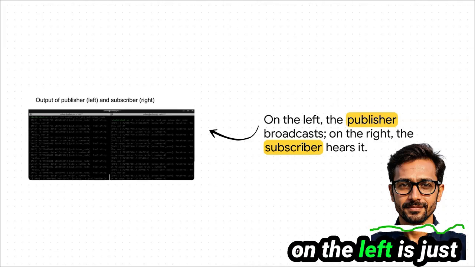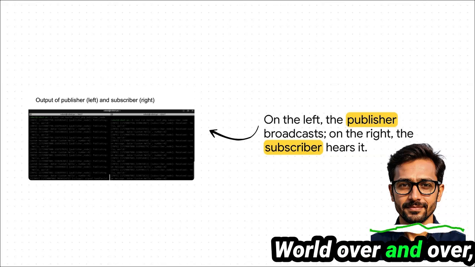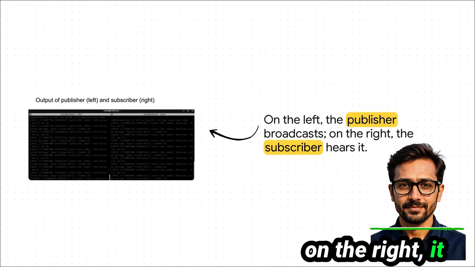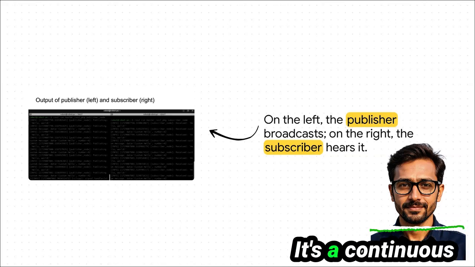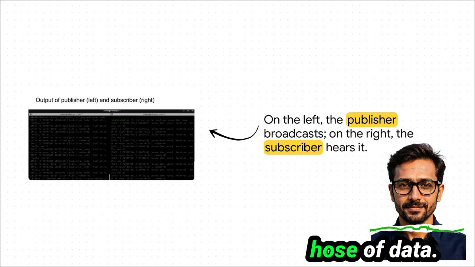And here you can see the simplest version of it. The publisher on the left is just shouting "Hello World" over and over. And the subscriber on the right, it hears it instantly. It's a continuous, one-way fire hose of data.